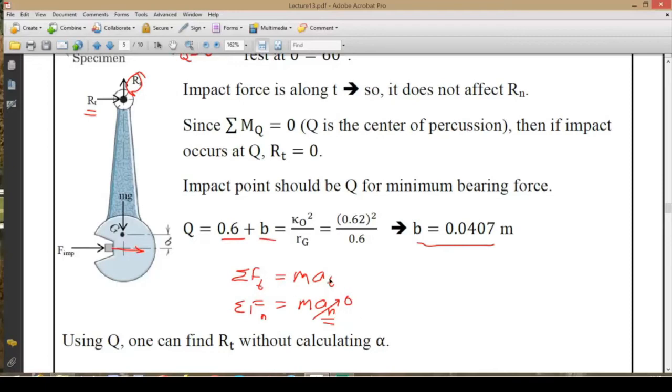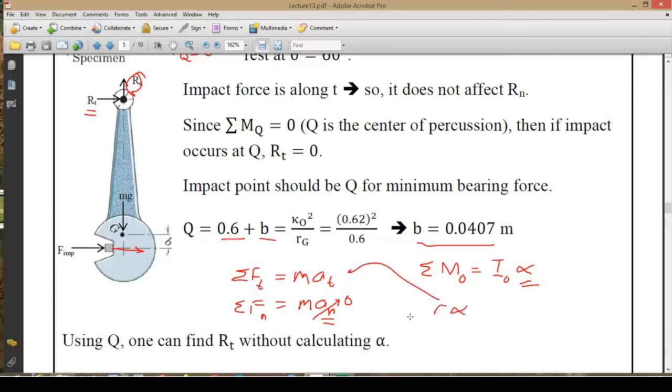For Ft, we have RT, but we don't know it. Can we calculate that? Yes, we can. First of all, we need to work out the equation for Mo, which is Io times alpha, and then we need to calculate alpha from here. Then we will use this alpha to calculate the tangential acceleration, which is going to be r times alpha, and then we can substitute that here, and that will be a solution. Okay, that's a way to find the solution.